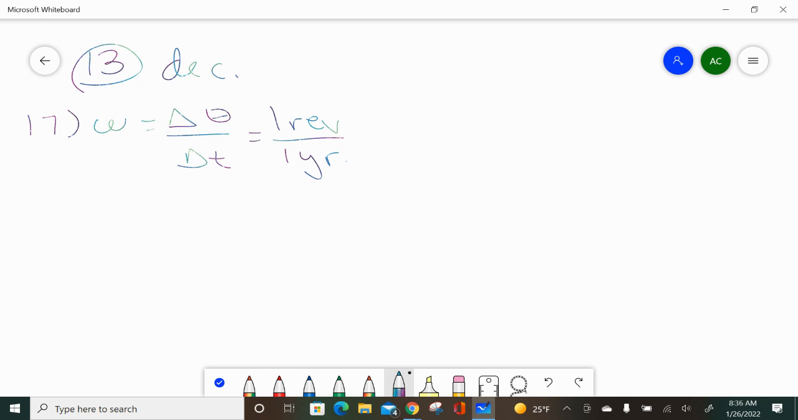All right, so like I said, make sure that we're setting up a unit multiplier. Otherwise, you're going to really get confused.